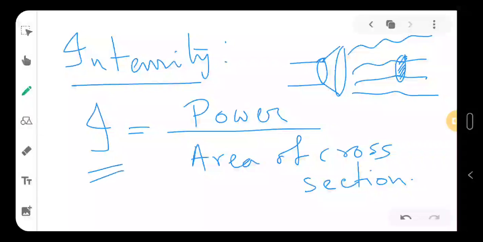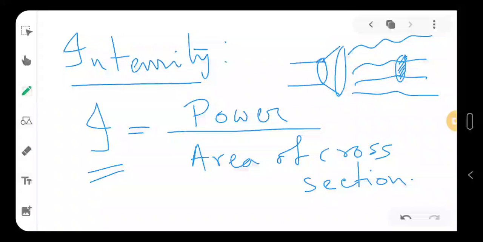So what will be the unit of intensity? It's nothing but watt per second. Oh, already we are taking the power unit, that is watt, so we will not use second inverse. We will use watt per meter square. That means power per meter square.